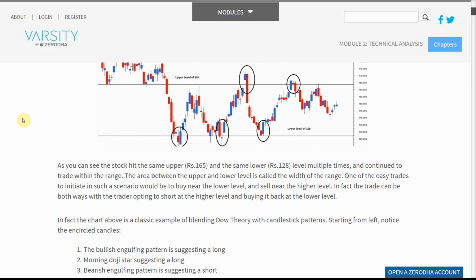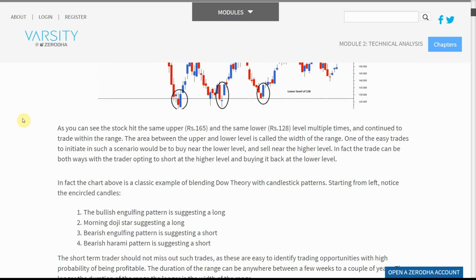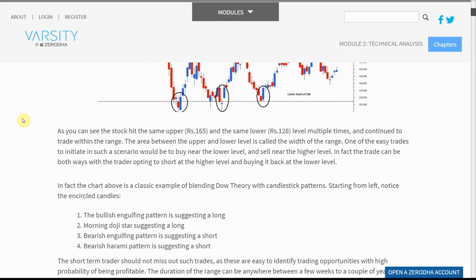In fact, the chart above is a classic example of blending Dow theory with candlestick patterns. Starting from left, notice the encircled candles. The bullish engulfing pattern is suggesting a long. Morning doji star suggesting a long. Bearish engulfing pattern is suggesting a short. Bearish harami pattern is suggesting a short.